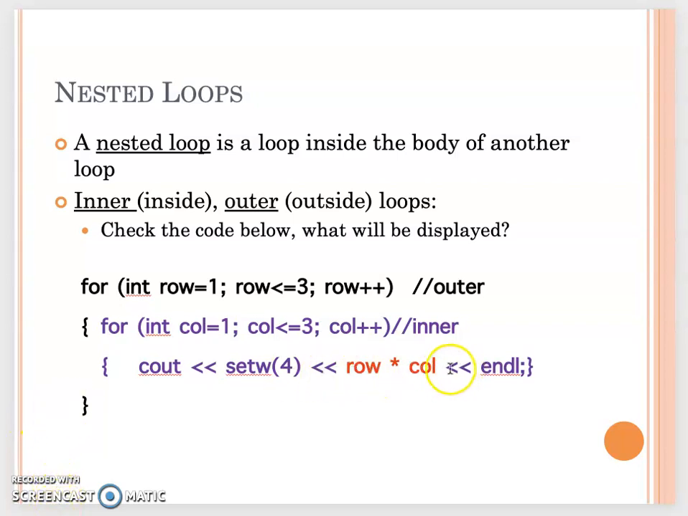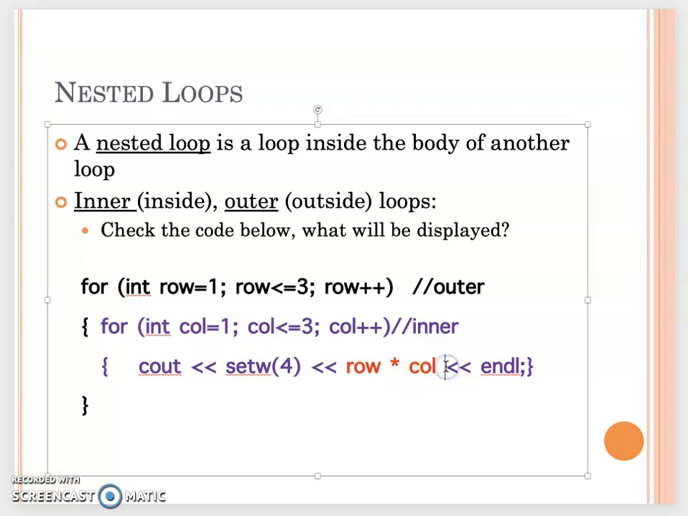Also, sorry, I found we have one error here. The inner loop should be this way, because we print for each value, but only after the inner loop finishes, before we go to the outer loop, do we print a new line again. So actually it should be this way. Make sure you run this program to see if that's correct.